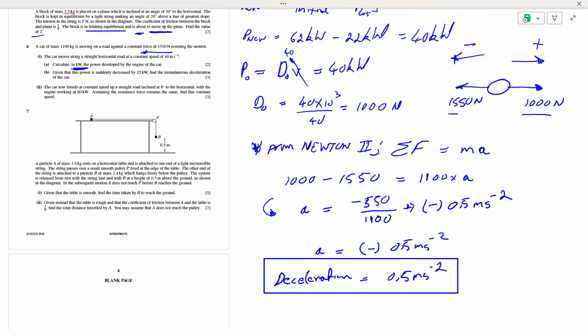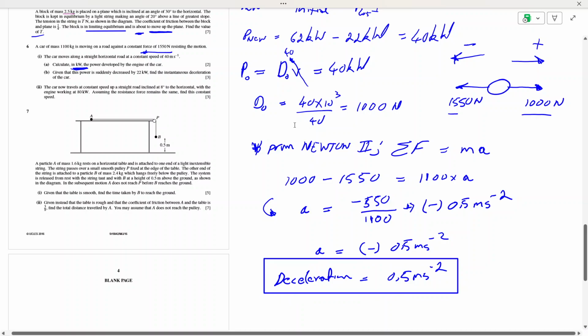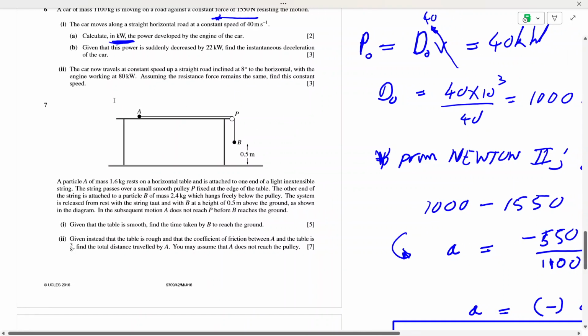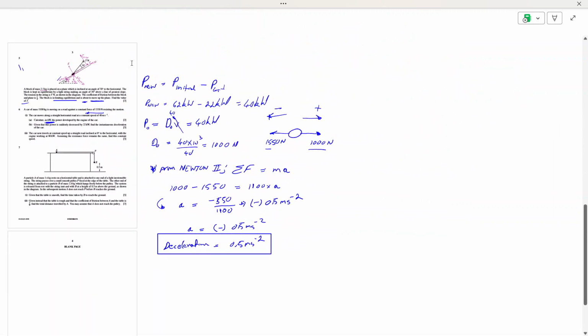And that's it for part B. Then the next part says the car now travels at a constant speed up a straight road inclined at 8 degrees to the horizontal, with the engine working at 80 kilowatts. Assuming the resistance force remains the same, find this constant speed. Okay, so I'm going to clear this up first.